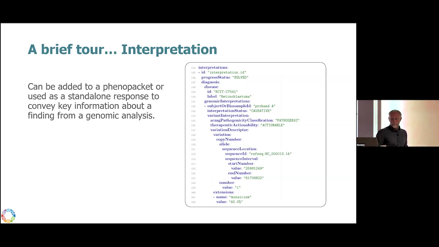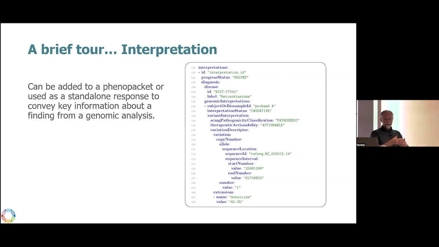Probably the most useful thing for you guys, I think, would be the interpretation message. So this is once you've done the part in the lab that we talked about. So we had the test sent off, you'd have the sample turned into a VCF, for example, and then you'd have the phenopacket itself used to describe the patient.